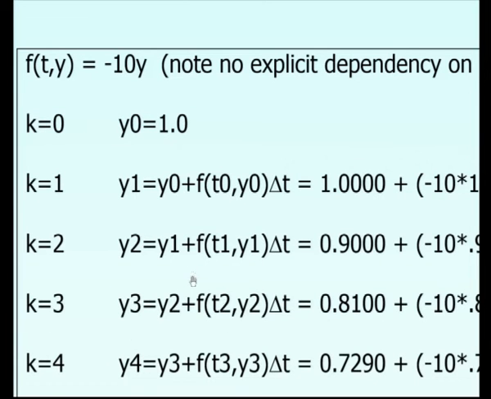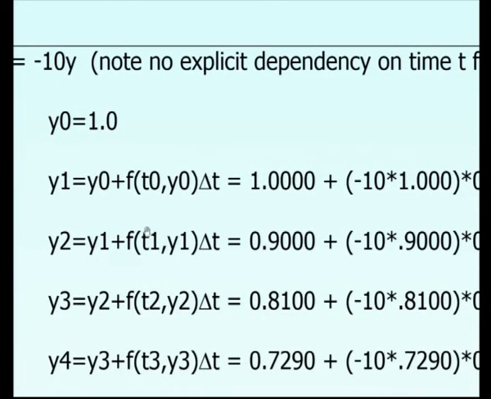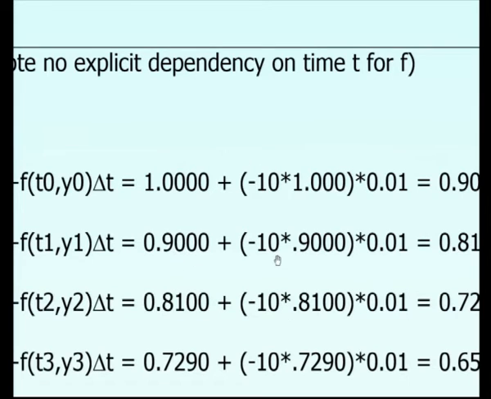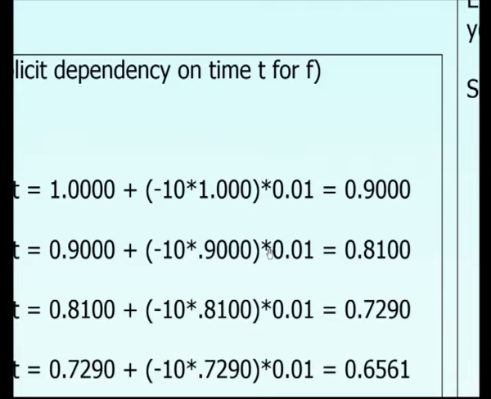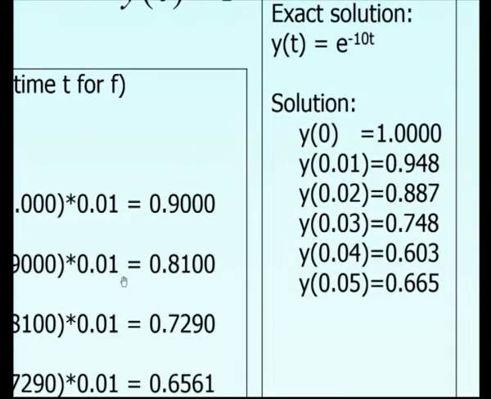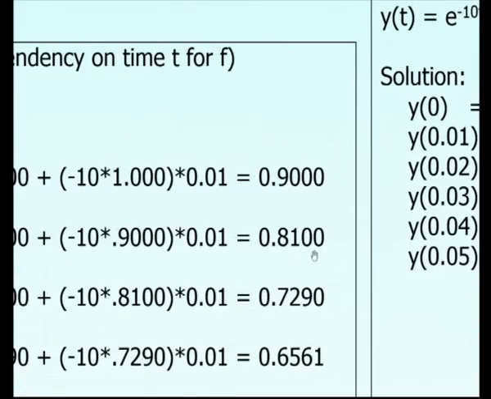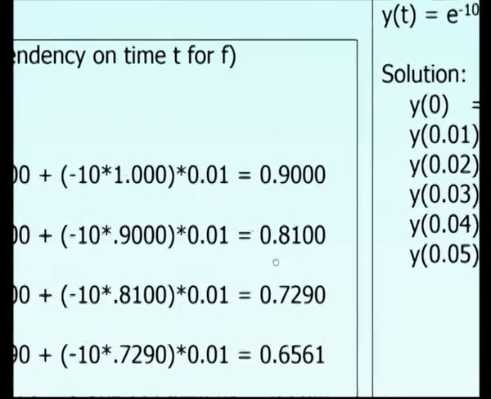For k equal to 2, y 2 is computed from y 1, which we just computed. So, the previous value plus the f value at the previous point multiplied by the step size, that is 0.9 plus the f value multiplied by the step size, which will give you 0.810. If you carefully see, the exact solution is 0.887, the approximate solution is 0.810.